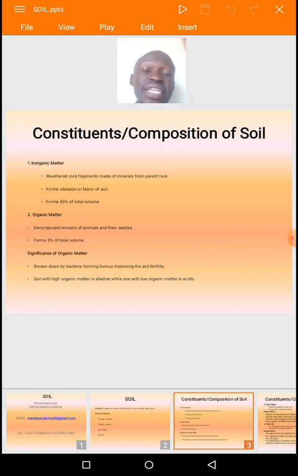How are they significant? Once broken down, they form humus, which improves the fertility of the soil. Soil with high organic matter is alkaline, while soil with low organic matter is acidic. And I will tell you, the soils which are alkaline are the most sought after.